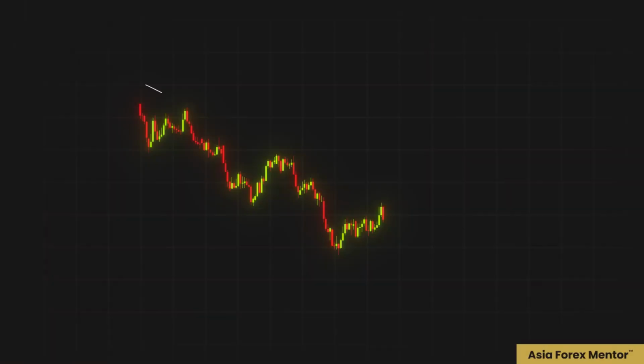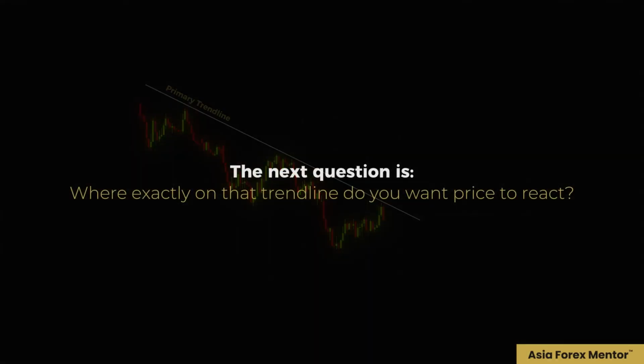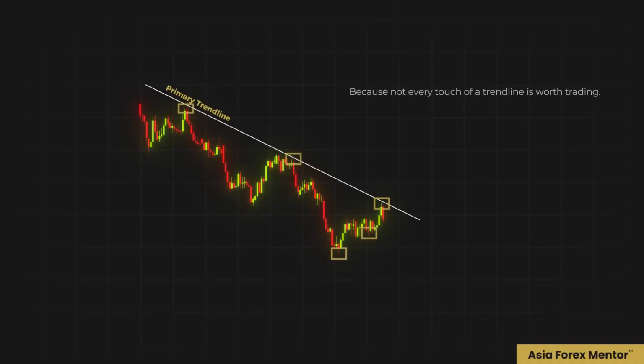Alright, so now you have your 2 trend lines drawn. Your system is now in place. So the next question is, where exactly on that trend line do you want price to react? Because not every touch of a trend line is worth trading. The ones that are worth trading are the ones where your trend line meets something else. We are not just going to be talking about the break of a trend line right now. We are now also talking about the rejection at trend lines.